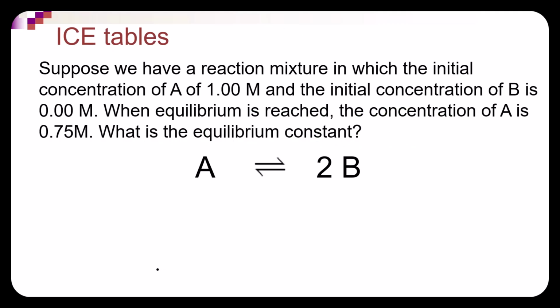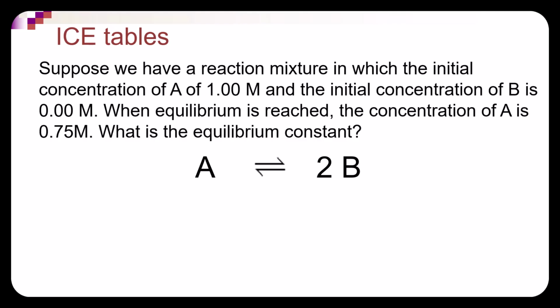Suppose we have a reaction in which the initial concentration of A is 1 molar and the initial concentration of B is 0. When equilibrium is reached, the concentration of A is now 0.75 molar. What is the equilibrium constant? So in this case, we're solving for K.